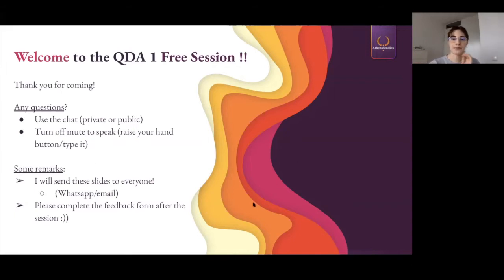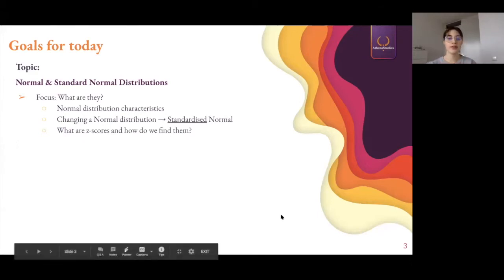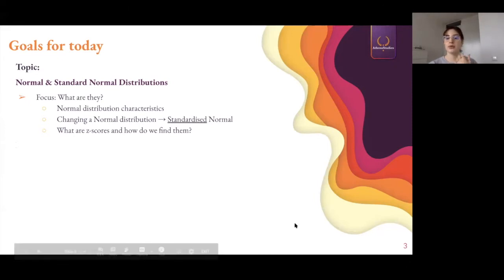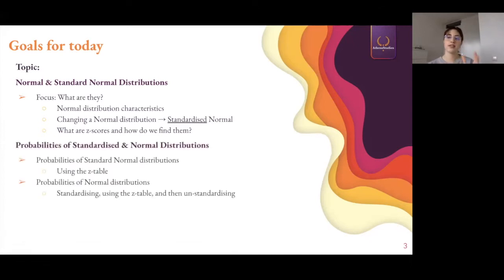But yeah, for today, our goals are going to be talking about the normal and standard normal distributions. So defining them, important characteristics about them, standardizing a normal distribution, so z-scores, and also moving on from there, we talk about these probabilities of standardized and normal distributions.